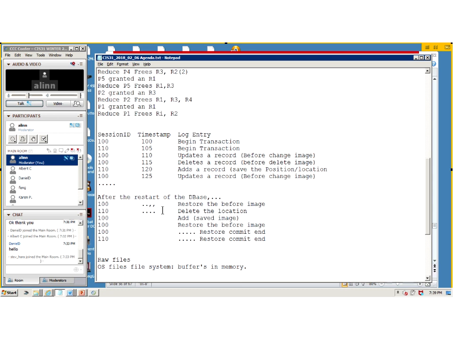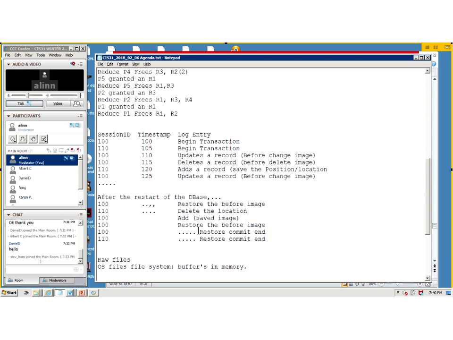Okay. It deletes the location 110 add, deletes that location for 110 session. For the 100 session, it adds that image back because it was deleted. Let me think, was it deleted? 100, where's the next one that does? Oh, it restores that image, the before image, before the delete here. 100 deleted. It adds that saved image. And then restores the image before the change. 100 restore commit ends. 110 restore commit ends.